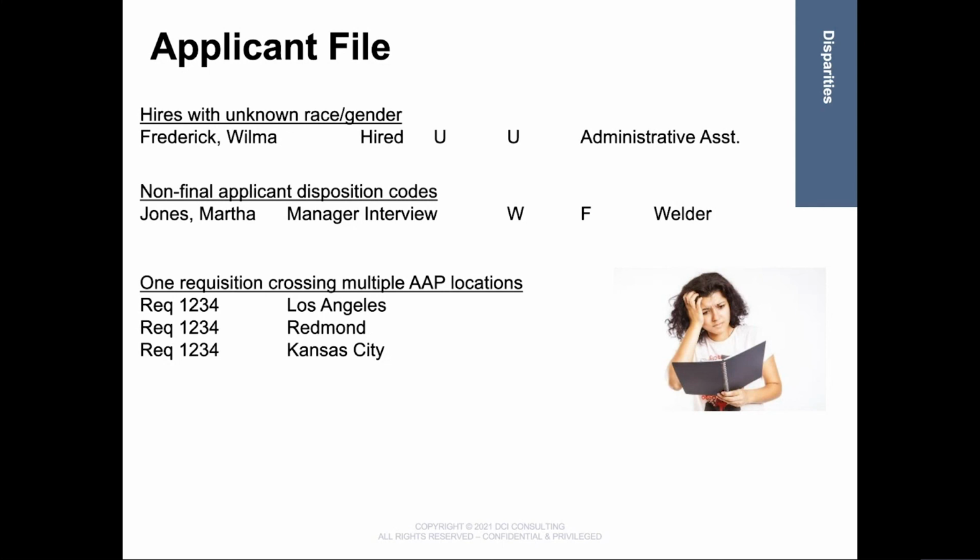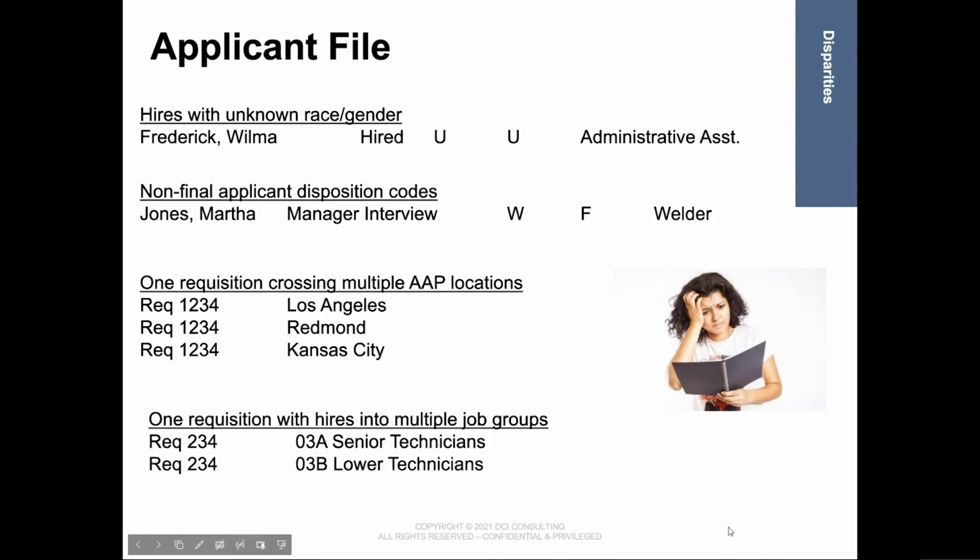This is problematic. You would need to be able to tell us, if you had a pool of, let's say, 100 qualified applicants, and then you hired one person in Los Angeles, one in Redmond, and one in Kansas City, who was considered for Los Angeles, who was considered for Redmond, and who was considered for Kansas City. If you couldn't tell us that, then we would have to apply all 100 of those people in that requisition to each of those AAPs, which again, you're just inflating your numbers, and you don't want to do that.